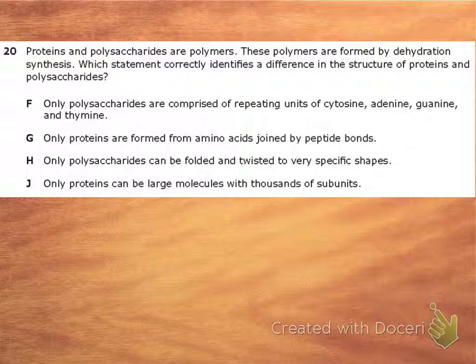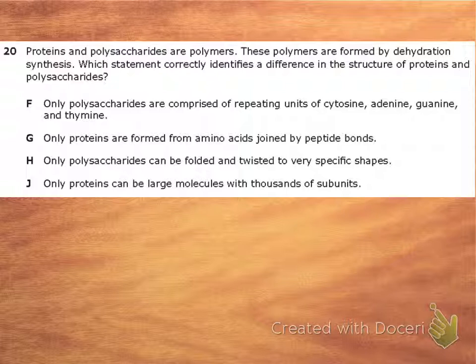Alright, we're going to go over 20. If you'd like to read it to yourself, go ahead and pause. Otherwise, we're going to get rocking and rolling. Proteins and polysaccharides are polymers. These polymers are formed by dehydration synthesis. Which statement correctly identifies a difference in the structure of proteins and polysaccharides?